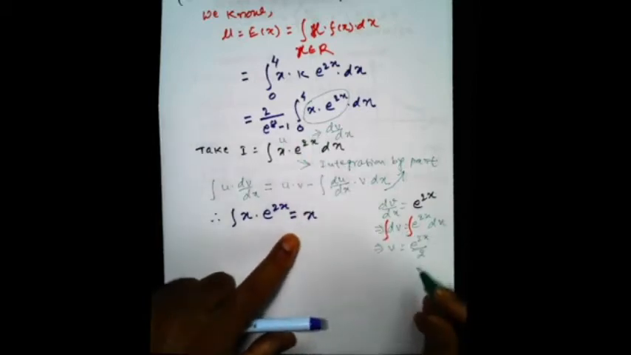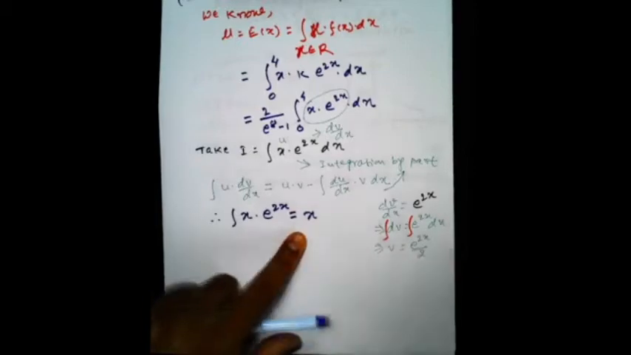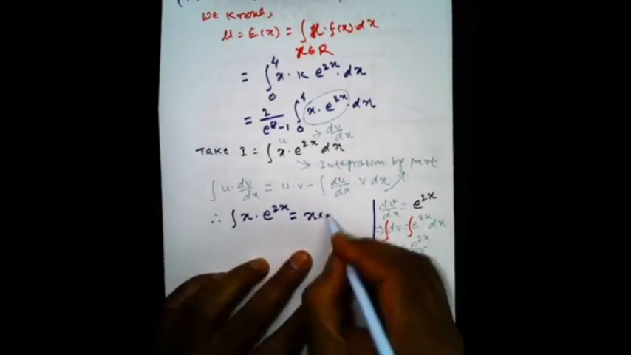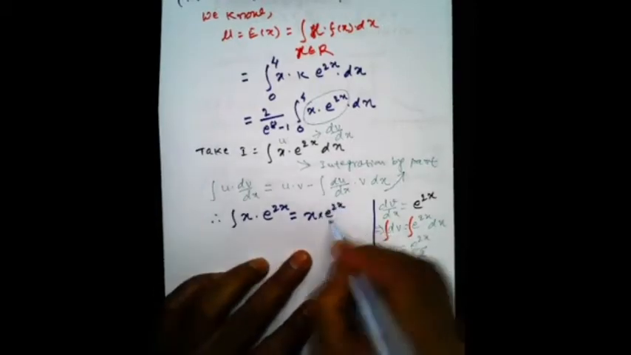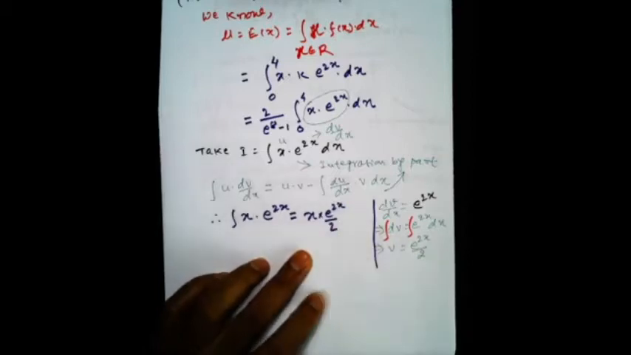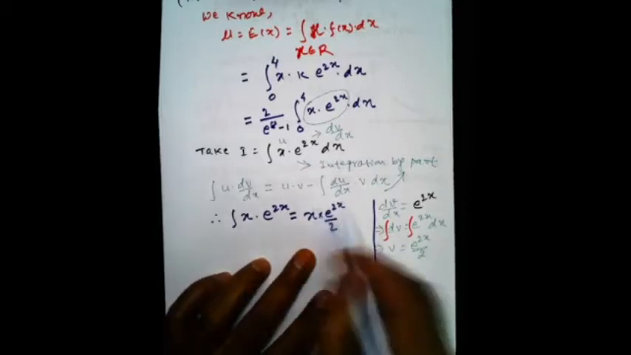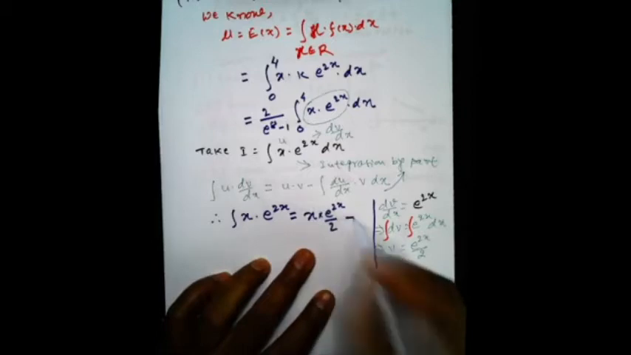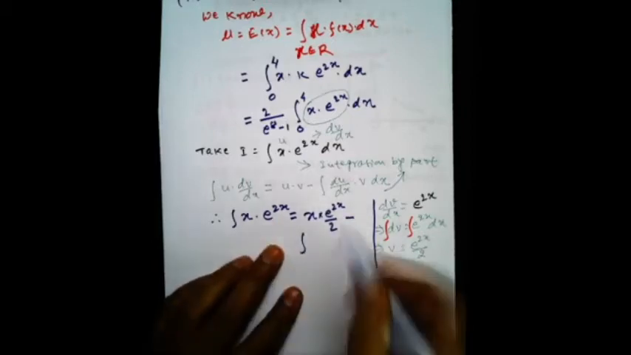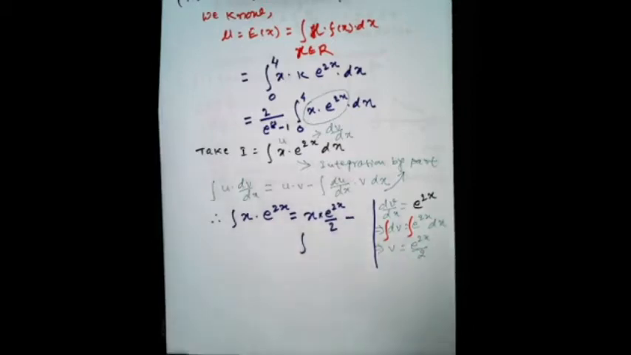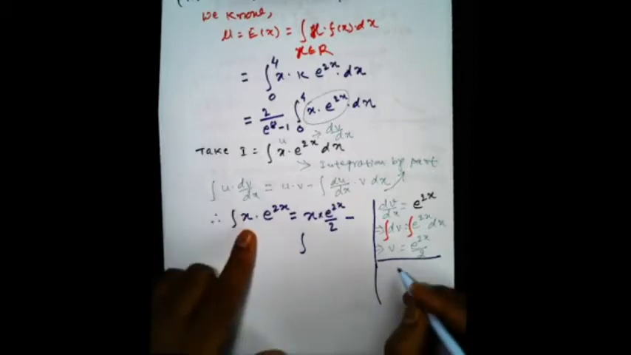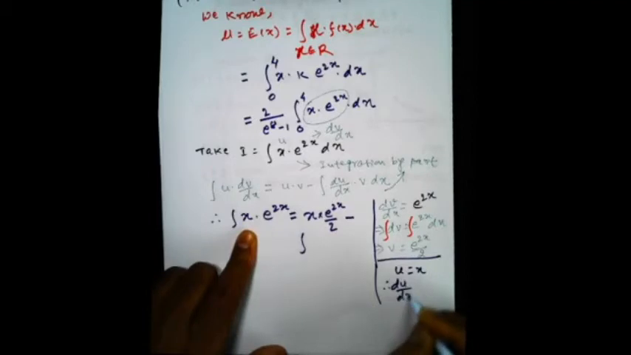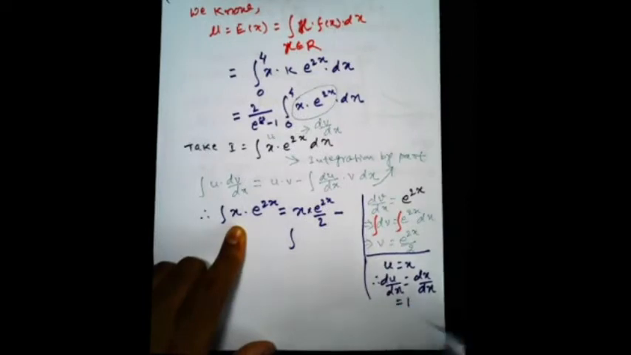So v is this. In the formula, we have u times v, which is x times e to the power 2x over 2, and then we have the minus sign, and the integration of v du by dx. Here in place of u we have x, so du by dx will be equal to dx by dx, and that is equal to 1.